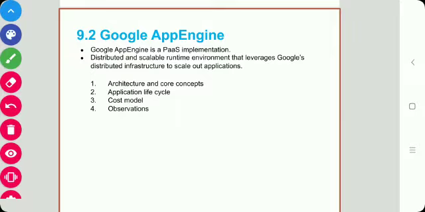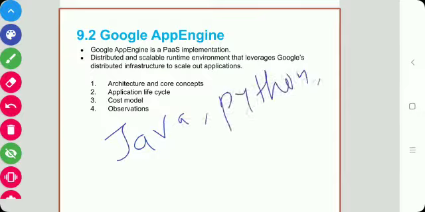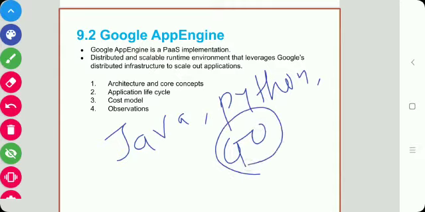The runtime is completed by a collection of services that allow developers to design and implement applications. So developers can develop their application using Java, Python or Go. Go is a new programming language developed by Google to simplify the development of web applications.